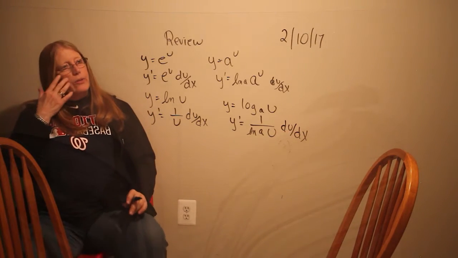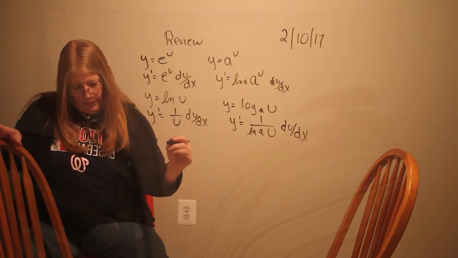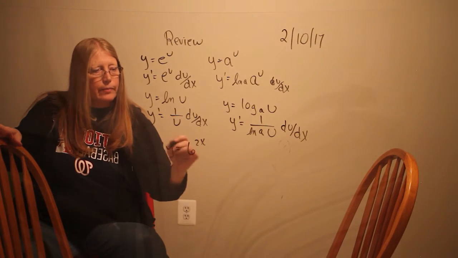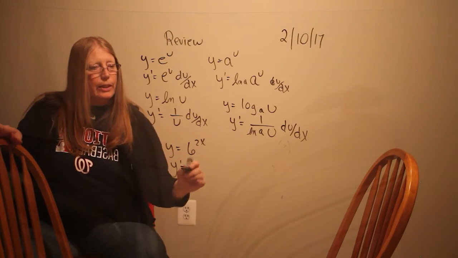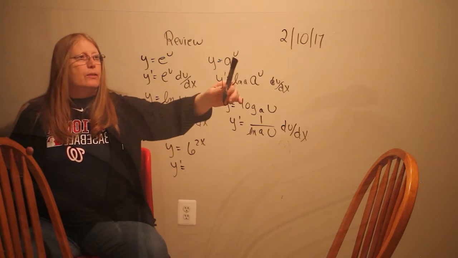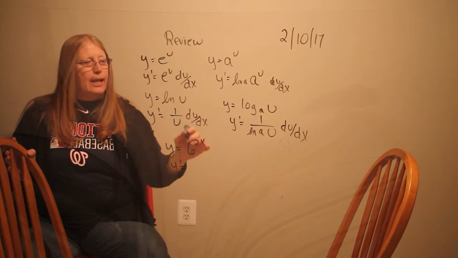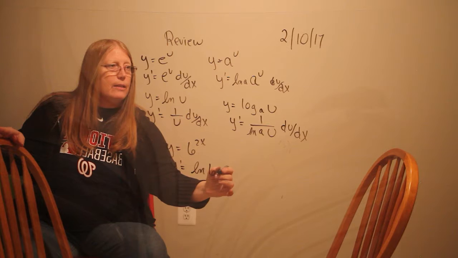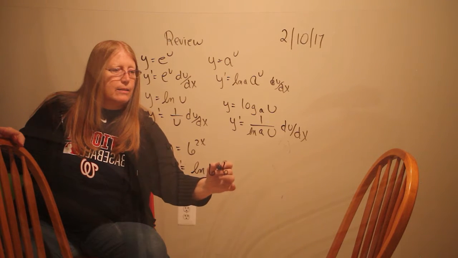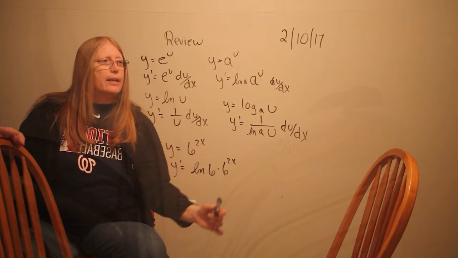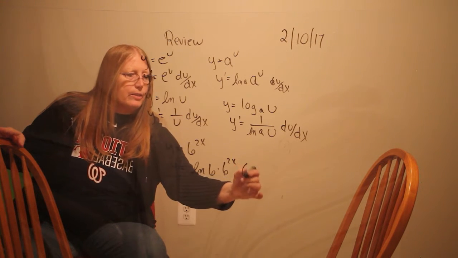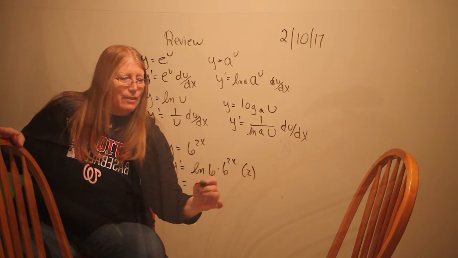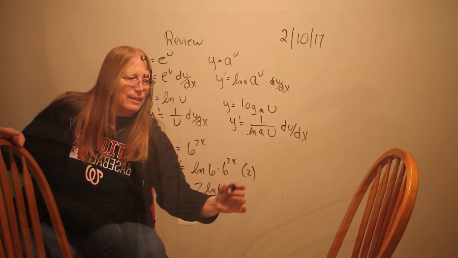All right, can we use those to do a problem? Let's just look at one. y equals 6 to the 2x. So y prime, in this case we're following this rule right here. So a to the 2x, y prime is going to be ln of 6 times 6 to the 2x, times the derivative of u, which is just 2. So putting that into a pleasing order, I'll just have a 2 ln of 6 and a 6 to the 2x.